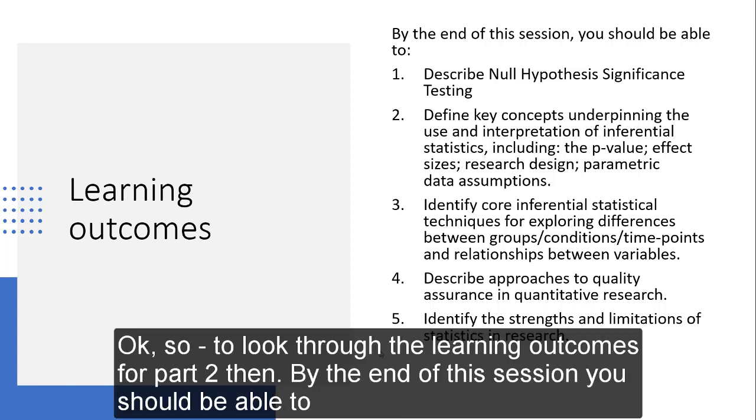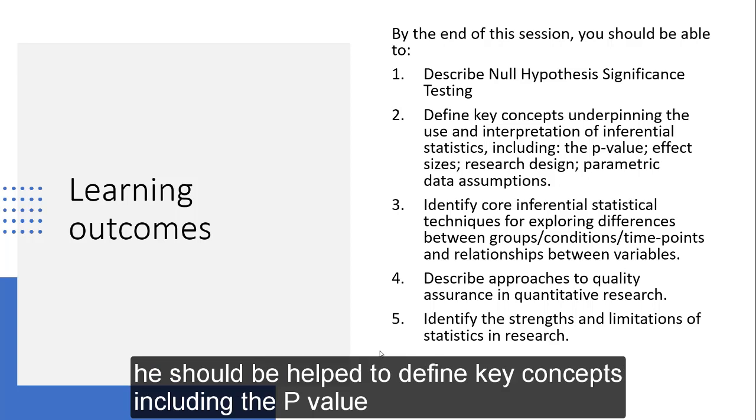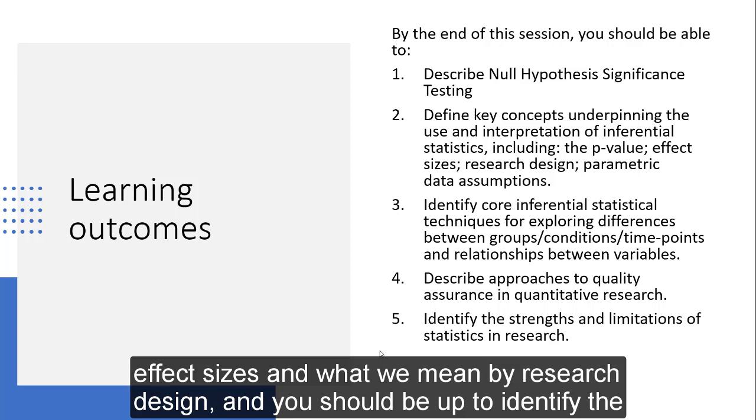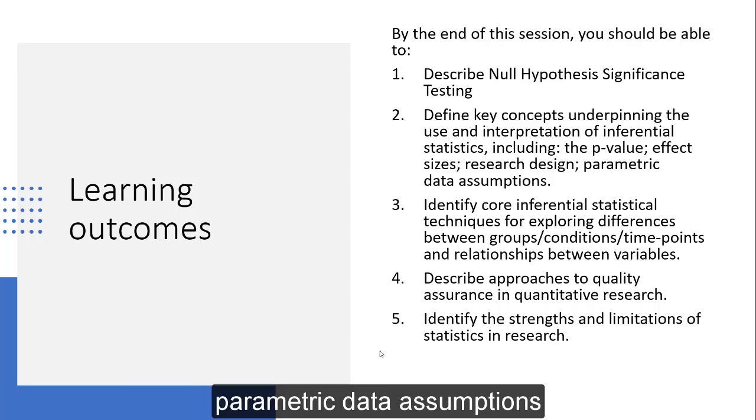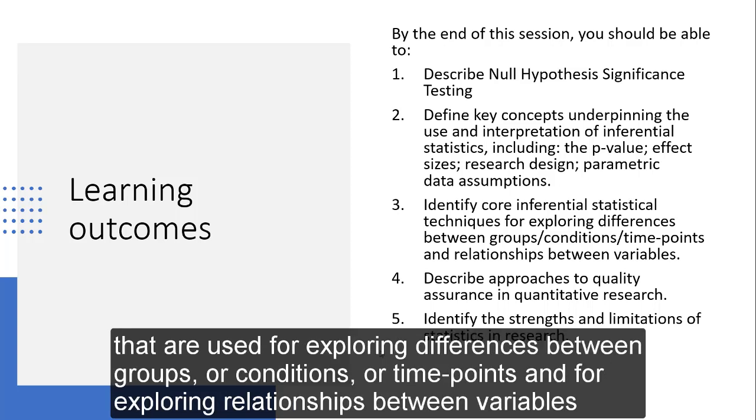Okay, so to look through the learning outcomes for part 2, by the end of this session you should be able to describe null hypothesis significance testing. You should be able to define key concepts including the p-value, effect sizes, what we mean by research design, and you should be able to identify the parametric data assumptions. You should also be able to identify core inferential statistical techniques that are used for exploring differences between groups or conditions or time points, and for exploring relationships between variables.